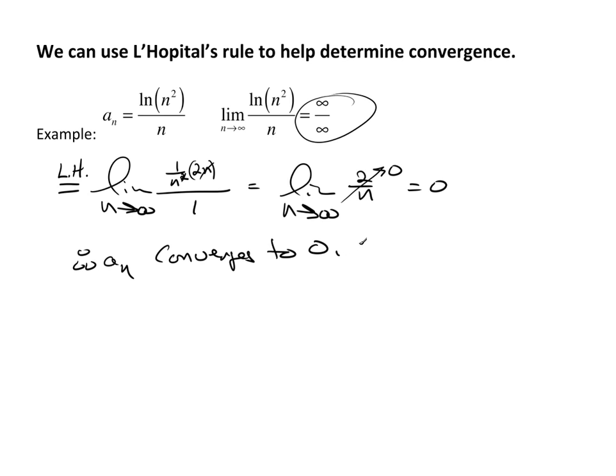What that's telling us, if we think about this, is that obviously ln of n squared goes to infinity, and n goes to infinity. But the mere fact that it converges to 0 is telling us that n goes to infinity faster than ln of n squared. Hence the reason we end up converging to 0.